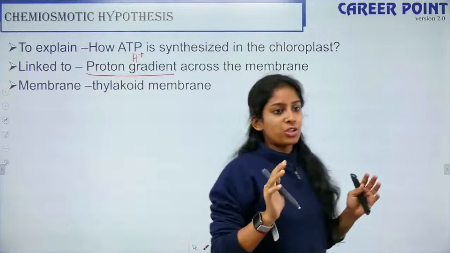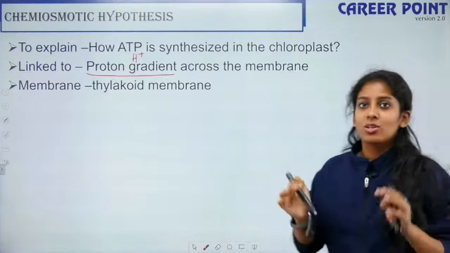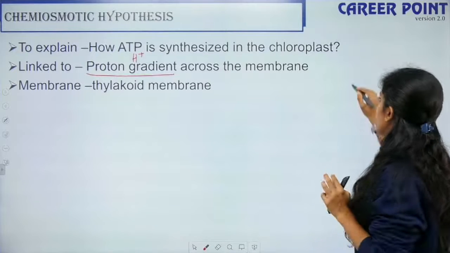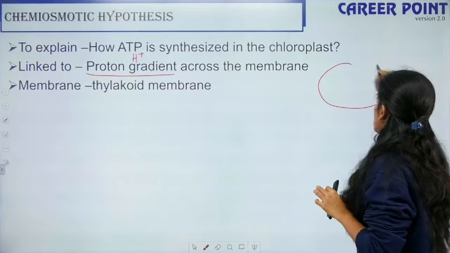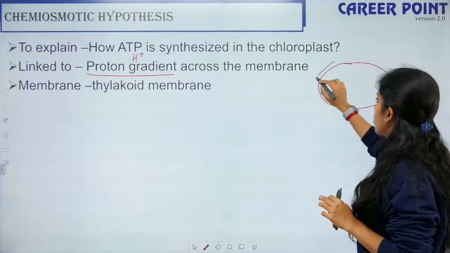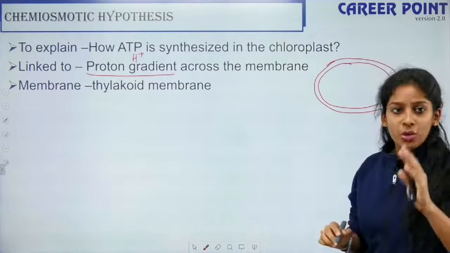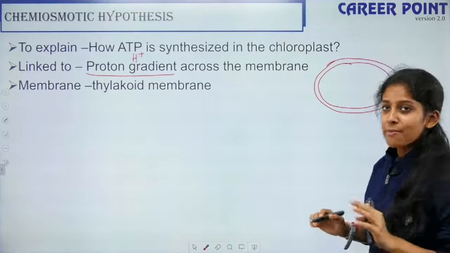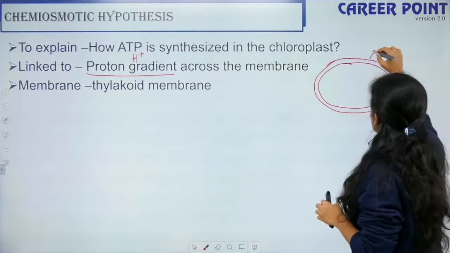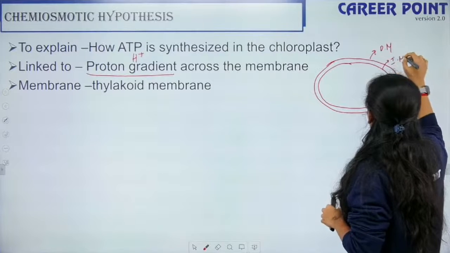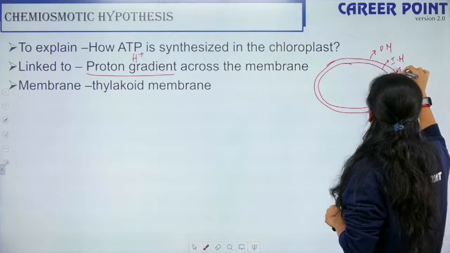Before we go into complicated terms like this, let's first understand the structure of the chloroplast. What is the structure of a chloroplast? The chloroplast is a double-walled organelle. You have the outer membrane, you have the inner membrane, and you have the intermembrane space, right? This is the outer membrane, this is the inner membrane, and this is the intermembrane space.